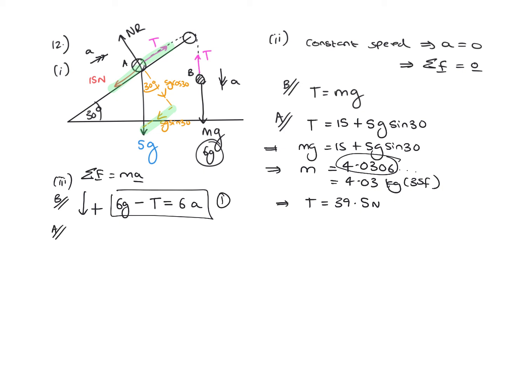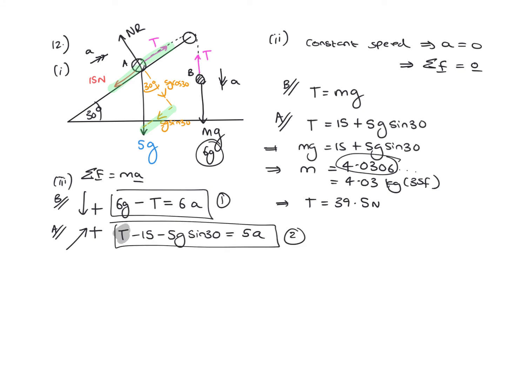Forces acting on A, the equation of motion, let's say sliding up the slope is positive. We've got T up the slope minus 15 down the slope minus 5g sine 30 also down the slope, and that equals the mass 5 multiplied by the acceleration a. And as has been the case in multiple such questions, we've got a positive and a negative T, so we can add together the two simultaneous equations. So we end up with 6g minus 15 minus 5g sine 30 equals 11a, and this then allows us to work out what a is.